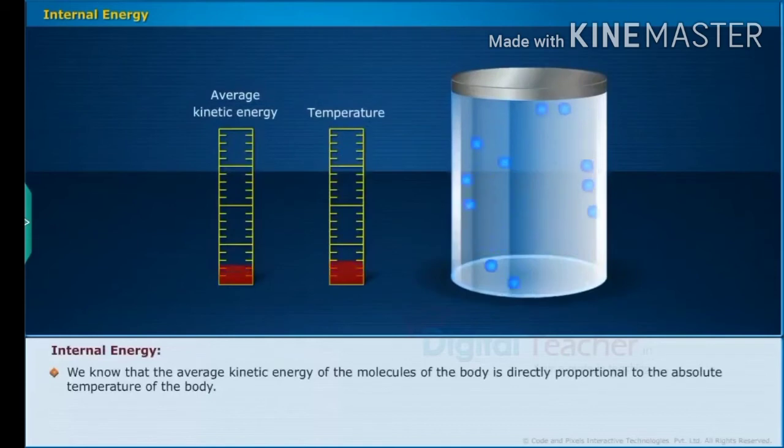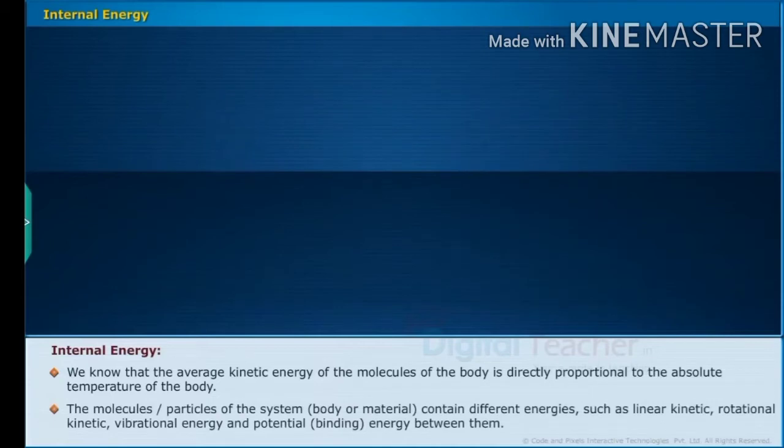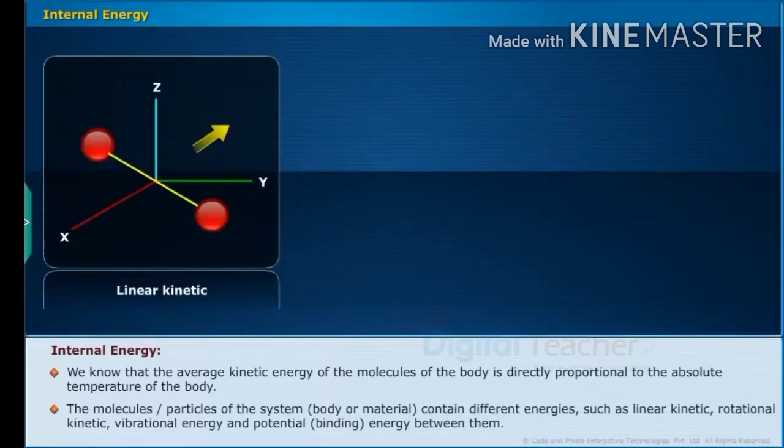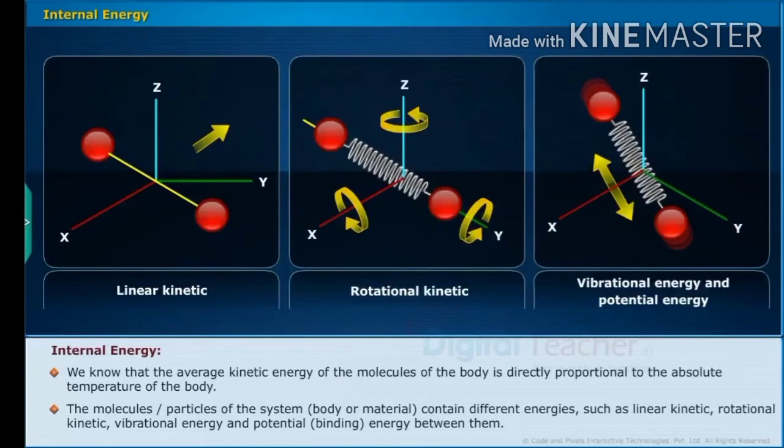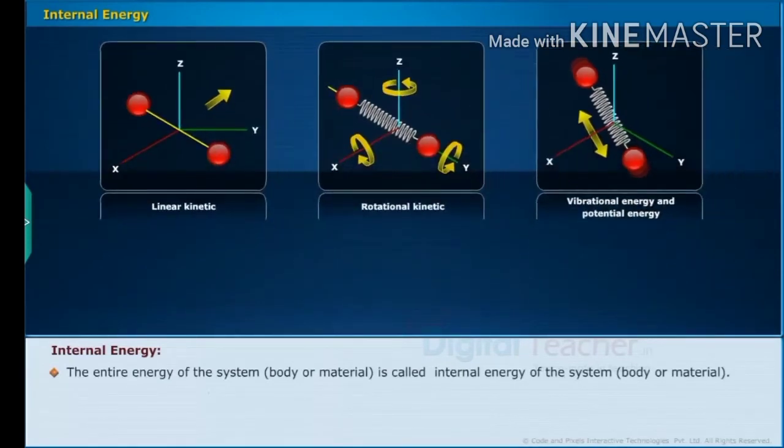We know that the average kinetic energy of the molecules of the body is directly proportional to the absolute temperature of the body. The molecules or particles of the system, body or material contain different energies such as linear kinetic, rotational kinetic, vibrational energy and potential binding energy between them. The entire energy of the system, body or material is called internal energy of the system, body or material.